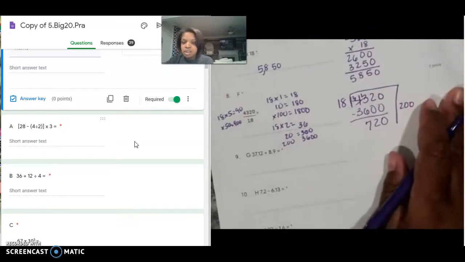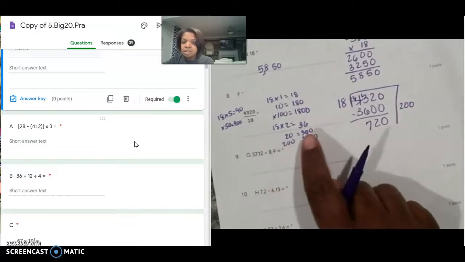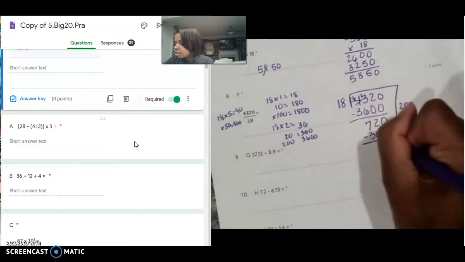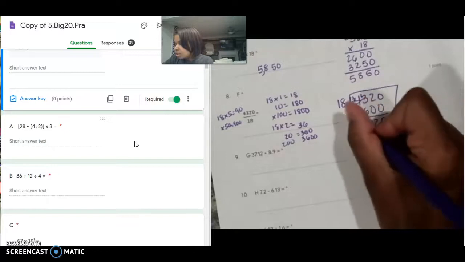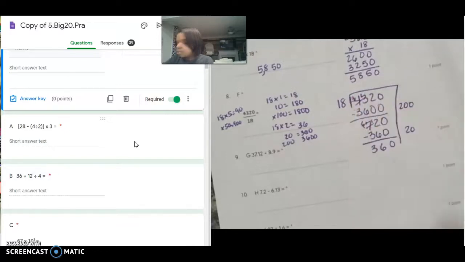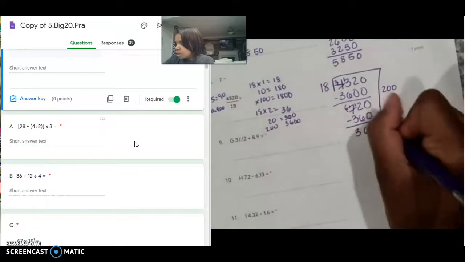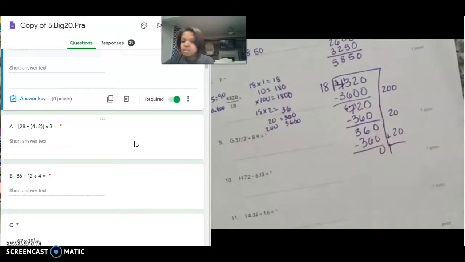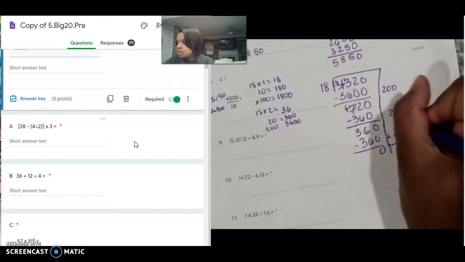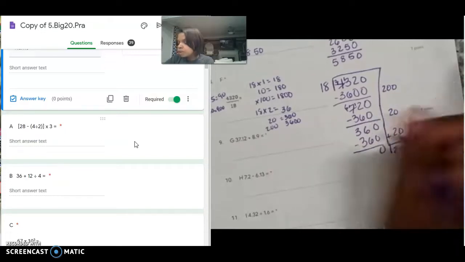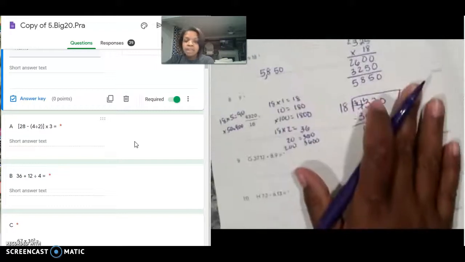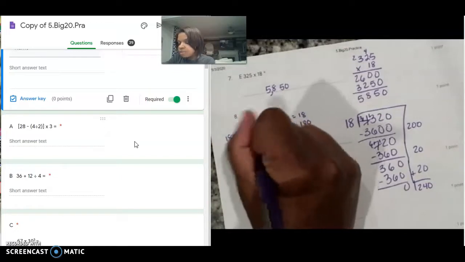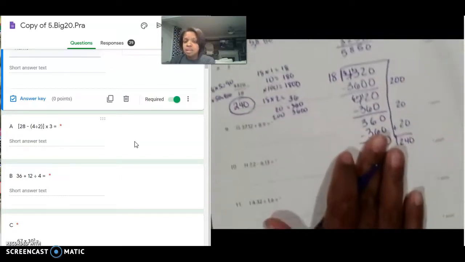So the next largest number that I could use, I can't use 900, but I can use 20. 20 gives me 360. So I subtract. And that gives me another 360. So this one is going to work out perfectly. Subtract, that leaves me with 0, and now all I have to do is add my partial quotients. So 200 plus 20 plus 20 gives me 240. So the answer for letter F is 240. That is my final answer that I would type in.